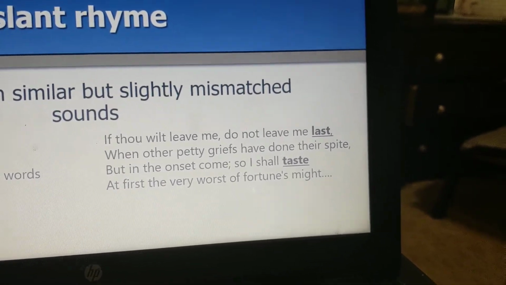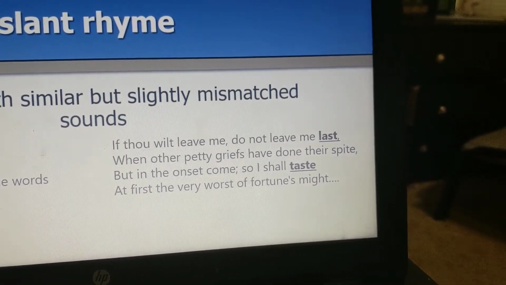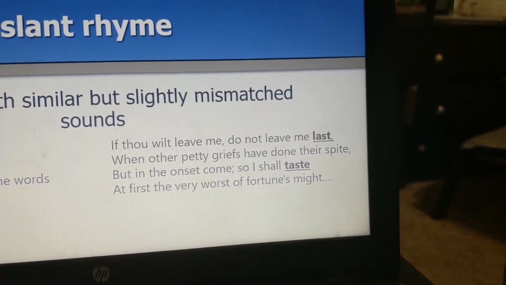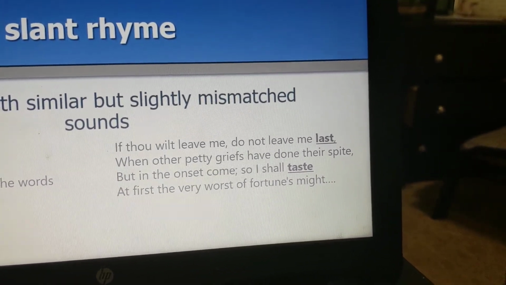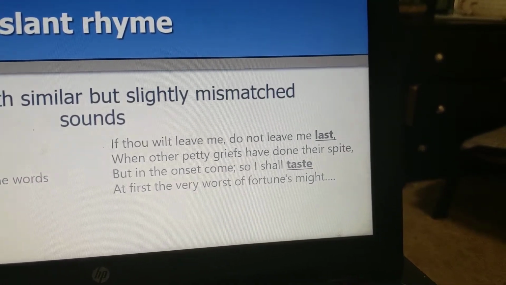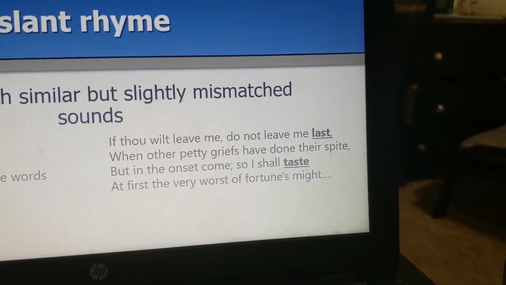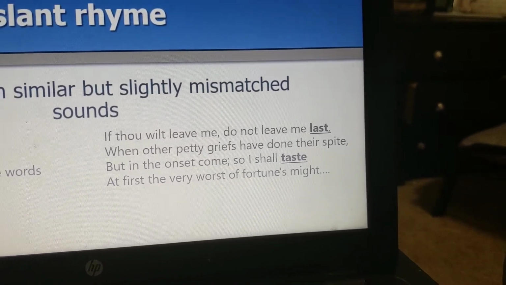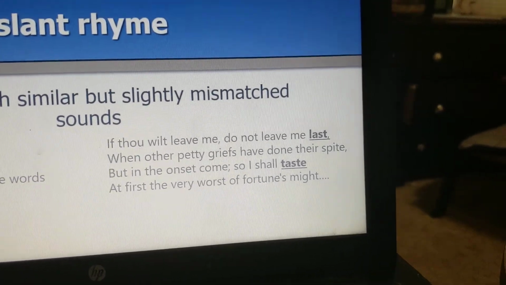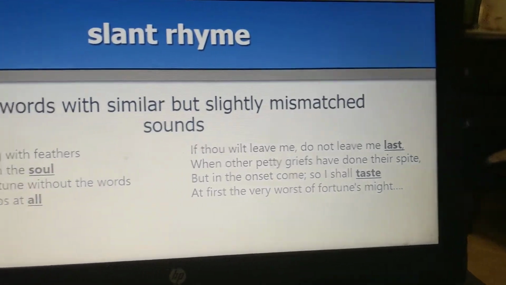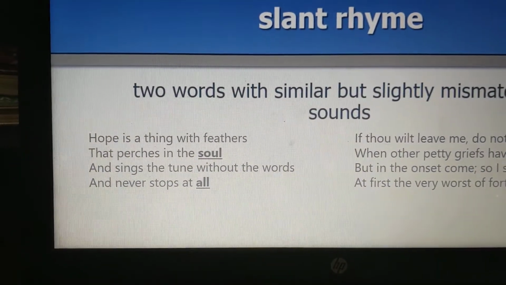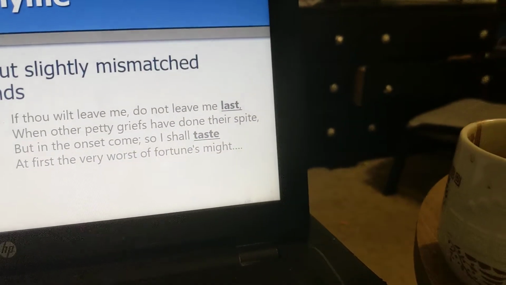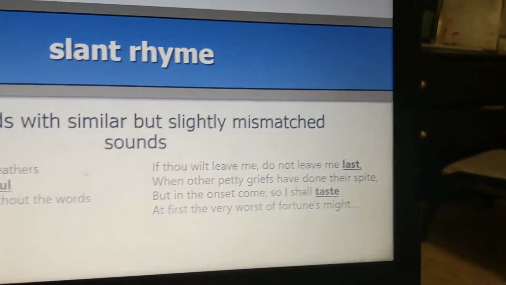Just when it comes to slant rhyme, any type of rhyme in poetry, you go by the generally accepted pronunciation of the words. So we have last and taste. There's enough difference for it not to be a perfect rhyme, but it's slightly the same, so that's why it's considered a slant rhyme. So as a review, there's soul and all, and then last and taste, for that slightly mismatched sound for you.